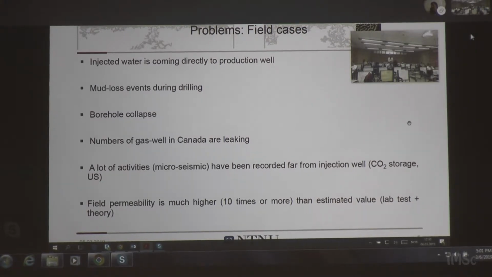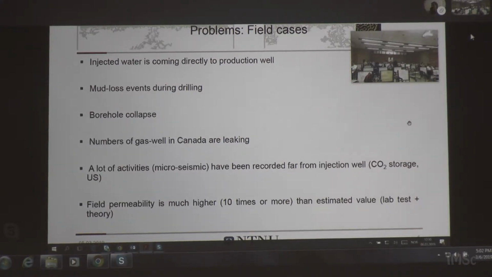And a few years back, one scientist came from Canada to our department, and he was discussing that a number of gas wells in Canada are leaking. So it's really an environmental issue there.